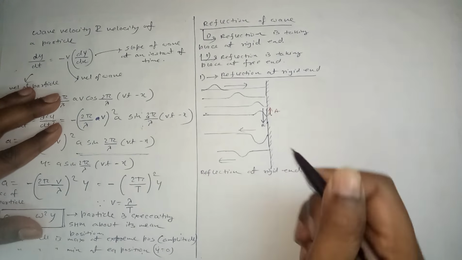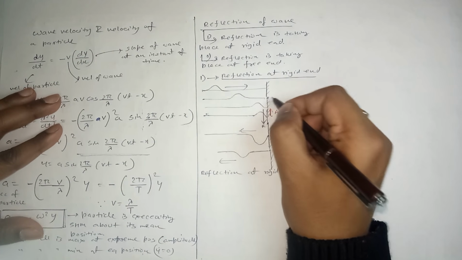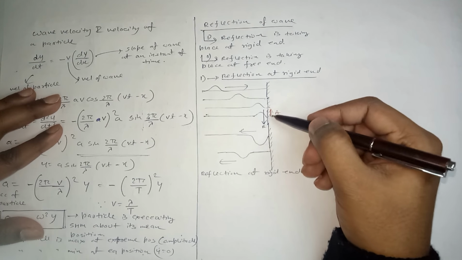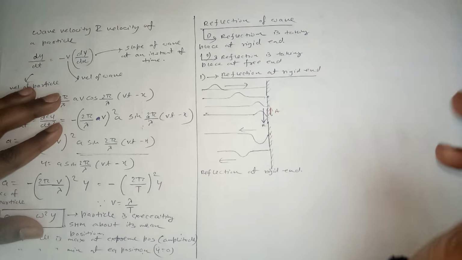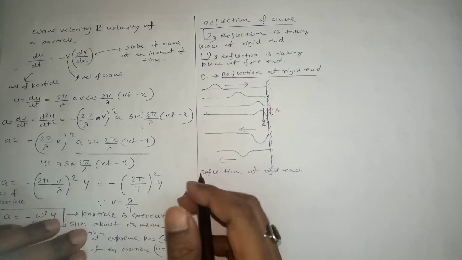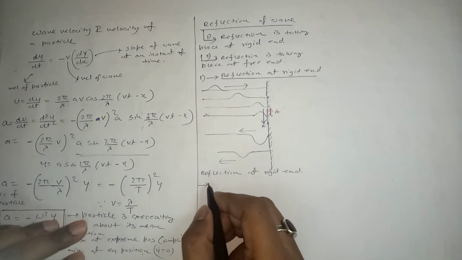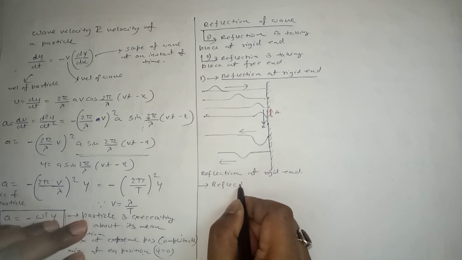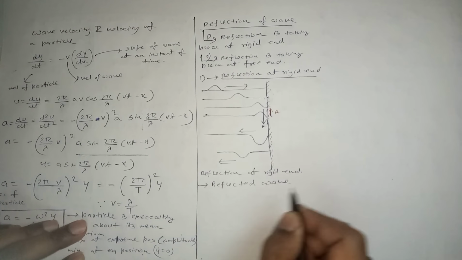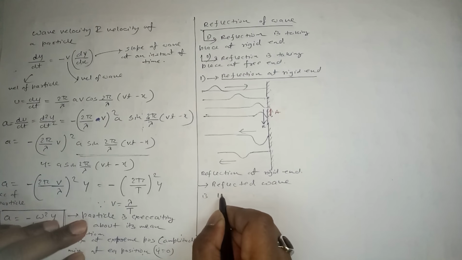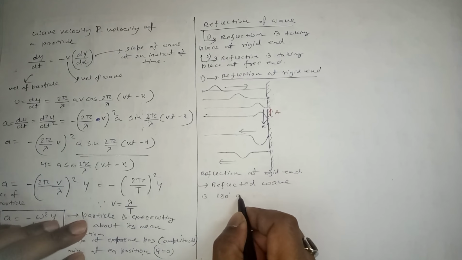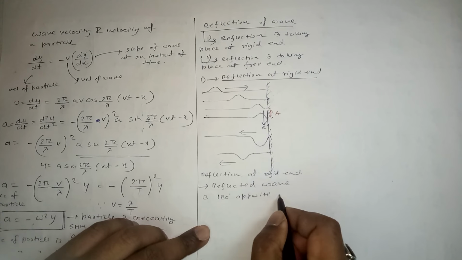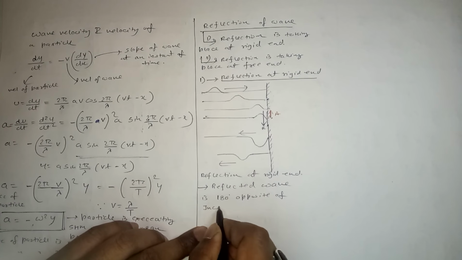Rigid end means that this end was not free to move. Okay, this end was not free to move. So, reflection at rigid end. In this case, what we witnessed is that the reflected wave is 180-degree opposite of the incident wave.